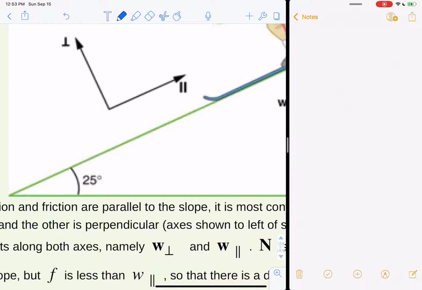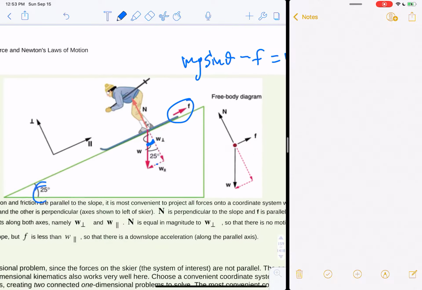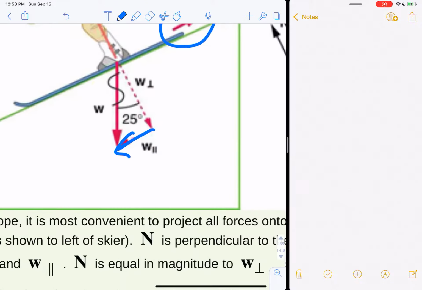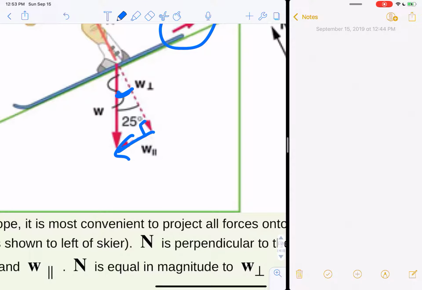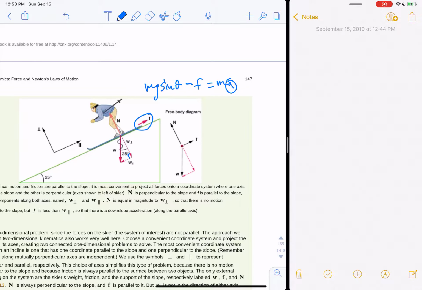So if they ever tell you the incline is at 25 degrees, then you automatically know that this is 25 degrees too. That angle between the perpendicular and the weight straight down. So that angle is 25 degrees. This component of it is, if that's our angle, here's our right triangle, that's the opposite over the hypotenuse. That's SOHCAHTOA, that's sine. Okay, so we know that mg sine theta minus our force of friction equals ma.